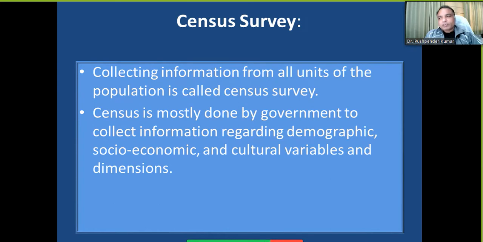So they collect information on what kind of assets you have. Do you have a pakka makan, kacha makan? What is the source of income? Is it agriculture, business, or some service? How many children do you have? Which class do they study in? Your education, your income, right? So they ask a lot of questions when they come to you, and it's mandatory for them to go and talk to each and everybody in India and collect their information.